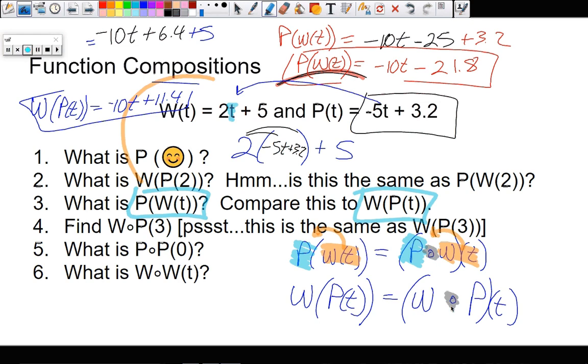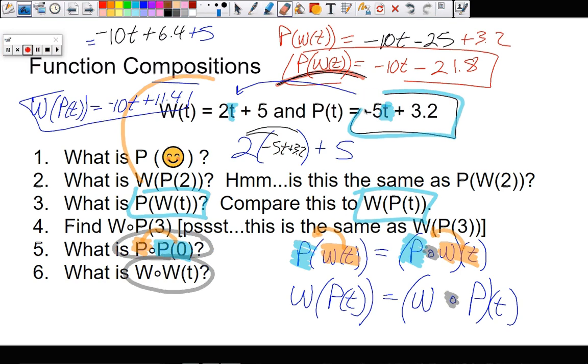Okay. Look at this. You can even do P of P. You can even do W of W. In other words, work with the same and keep throwing it into the same function. Okay. Let's do this. What am I going to throw into P right off the bat? 0, right? So let's go to P, and we're going to throw in a 0 right here. Can y'all tell me, what will I get as an answer? 3.2.